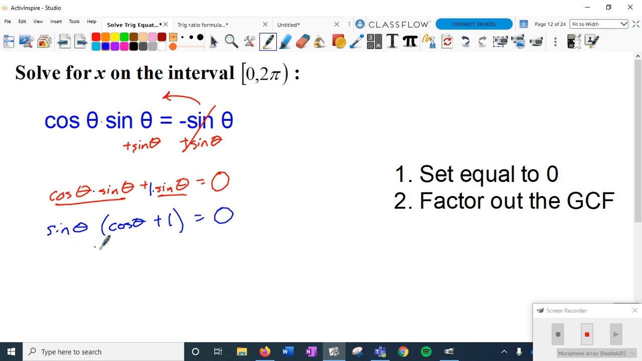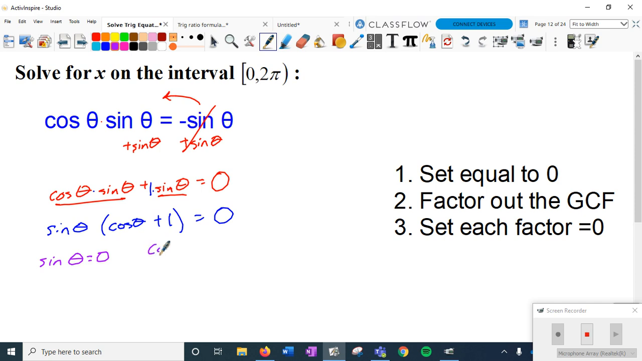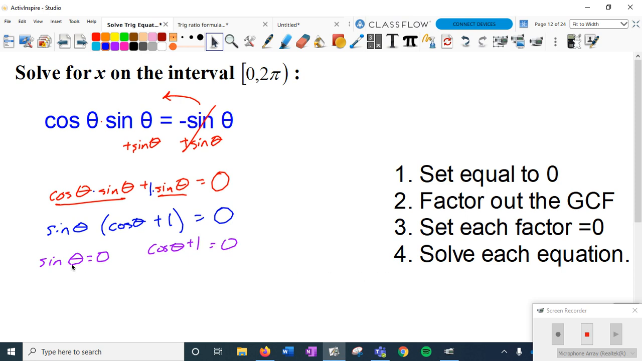Now we're going to use the zero product property, which means because I'm multiplying and it equals 0, I can set each factor equal to 0. So I'm going to say sine of theta equals 0, and then I'm going to say cosine of theta plus 1 equals 0. Now we need to see, are we at the stage where we can look things up? So now we're going to solve each equation here. At this point, I can solve this. I can look up when sine equals 0.